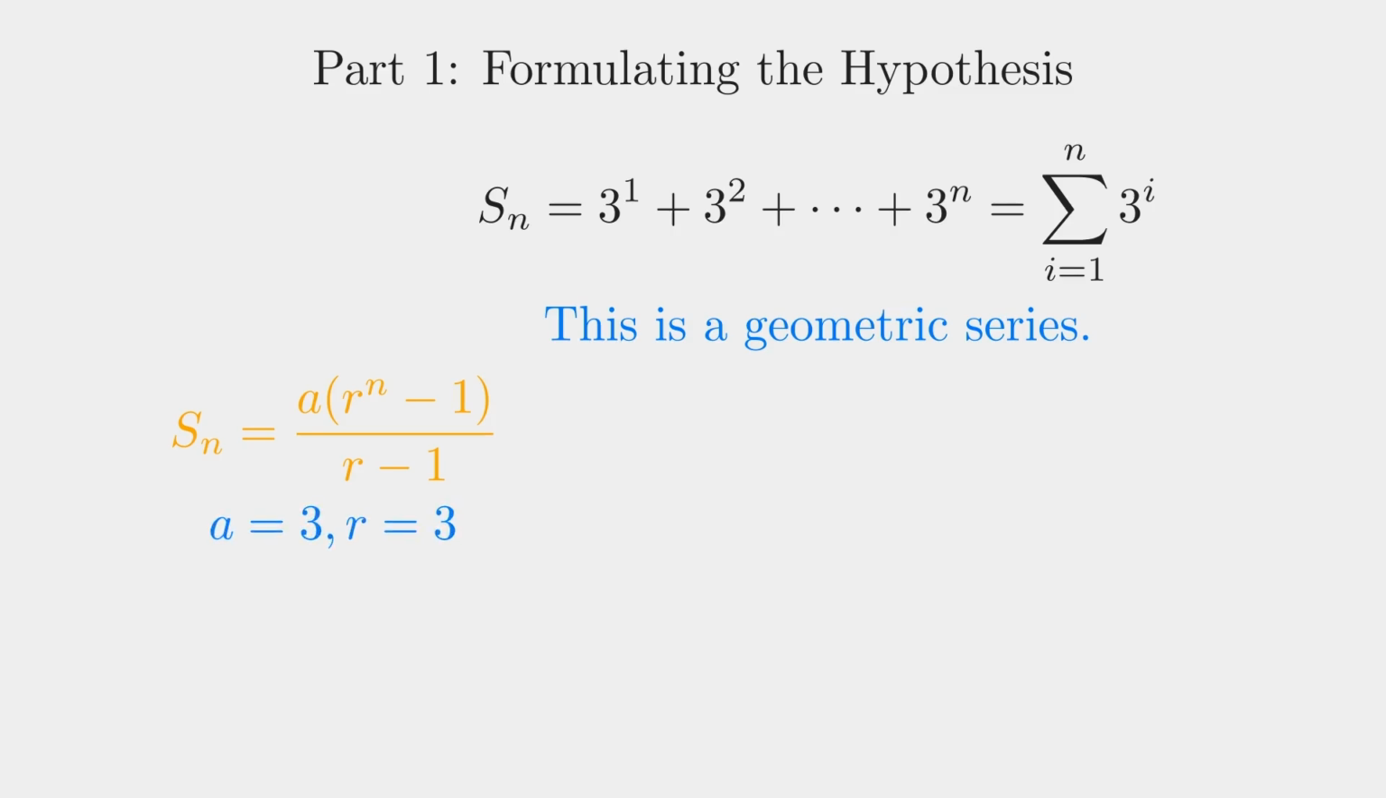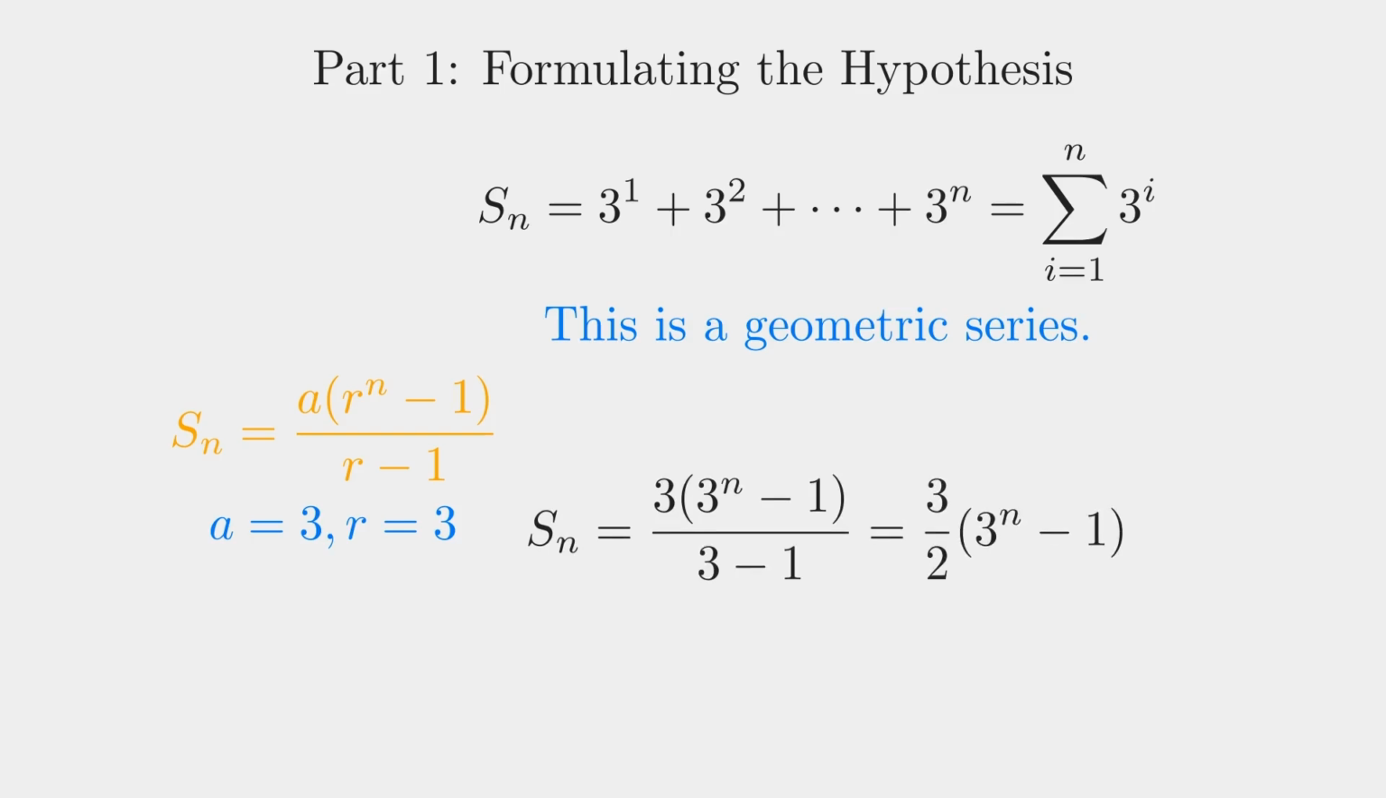Now in our case, a is equal to 3 and r is equal to 3. Substituting these values, we get S n is equal to 3 into 3 to the power of n minus 1 over 3 minus 1, which simplifies to S n is equal to 3 over 2 into 3 to the power of n minus 1. This is our hypothesis. Now we'll call this statement P of n.